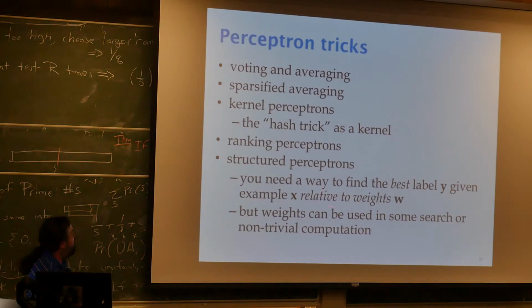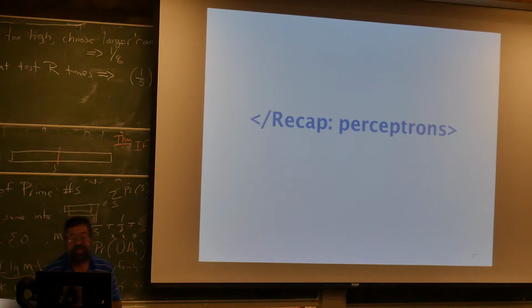So this is nice because this gives us a very flexible way of learning. All you really need to do is, given some X, find the best label Y. That could be a complicated task, all right? You have to find the best label Y given an example relative to the weights. But the weights can be used in some sort of search or some non-trivial computation. Most of the time, in the math, you assume that you've actually gotten the single best thing. Experimentally, it often works if that search is approximate. So this is a nice trick to have up your sleeve. So that's the end of my recap. Are there questions?